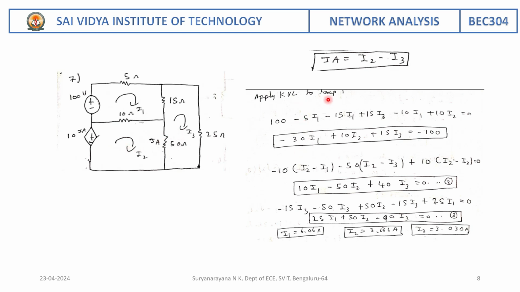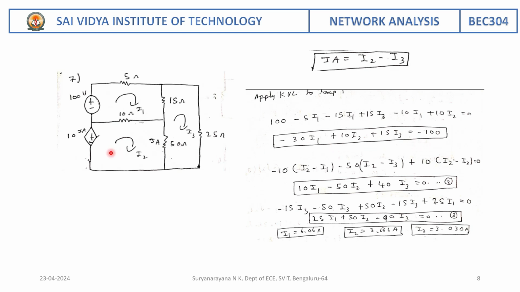Now let us write Kirchhoff's voltage law for the first mesh. I am moving from minus to plus, so 100 is positive, minus 5I1, again minus 15 (I1 minus I3), as I3 is in opposite direction. Again here there are two currents flowing, I1 and I2. So I have written here minus 10 (I1 minus I2) is equal to 0. Simplify and group I1, I2, I3, and you will get this equation.